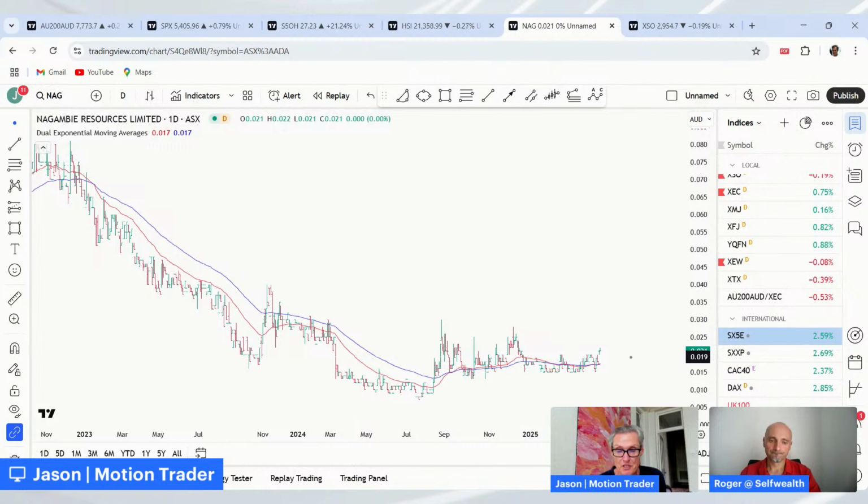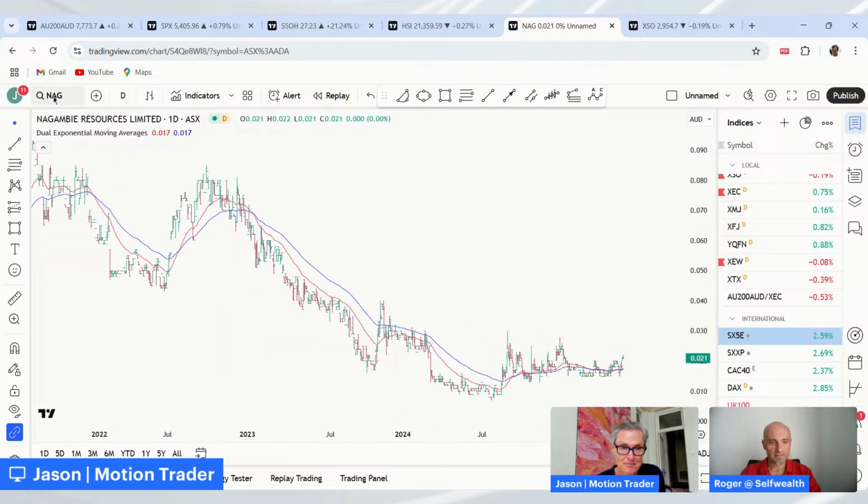Roger, I'm pretty neutral on this. I don't have a strong view. I kind of like the structure where it's rallied and gone sideways. It could be getting ready for another rally, but these low-cent stocks are just too hard to manage from a risk perspective a lot of the time. So I'd probably just have to leave it alone.